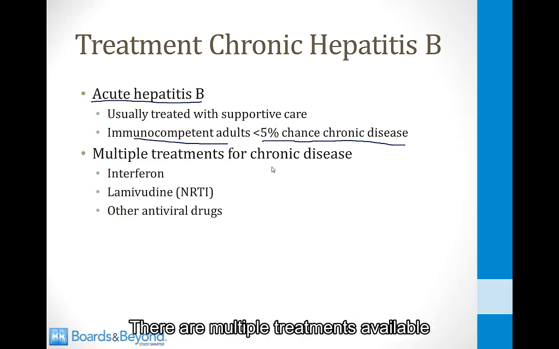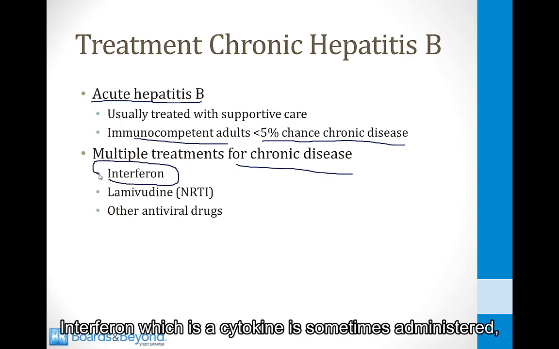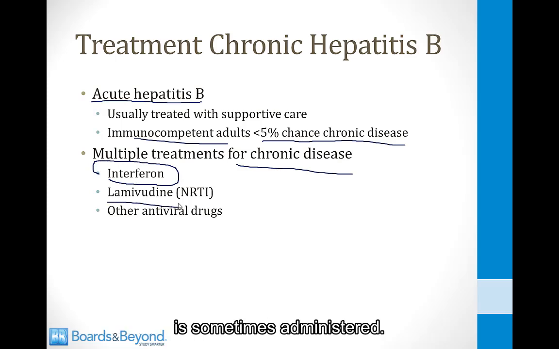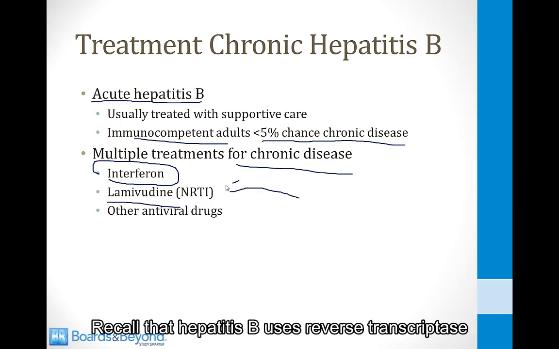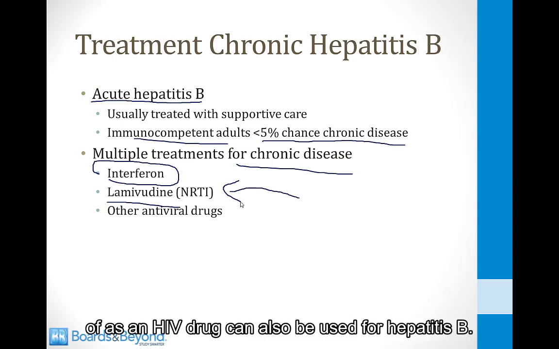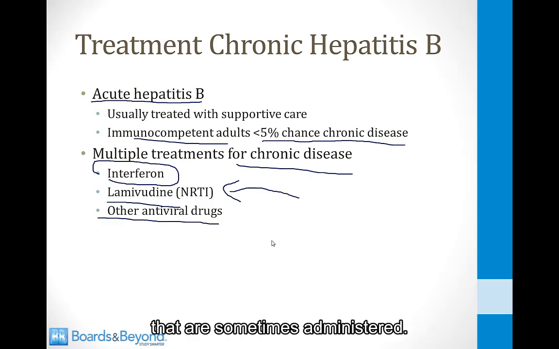There are multiple treatments available for chronic hepatitis B. Interferon, which is a cytokine, is sometimes administered. Lamivudine, which is a nucleoside reverse transcriptase inhibitor, is sometimes administered. Recall that hepatitis B uses reverse transcriptase just like HIV. So this drug, which is usually thought of as an HIV drug, can also be used for hepatitis B. And I talk about the NRTI drugs in the module on HIV therapy. And then there are some other antiviral drugs that are sometimes administered.